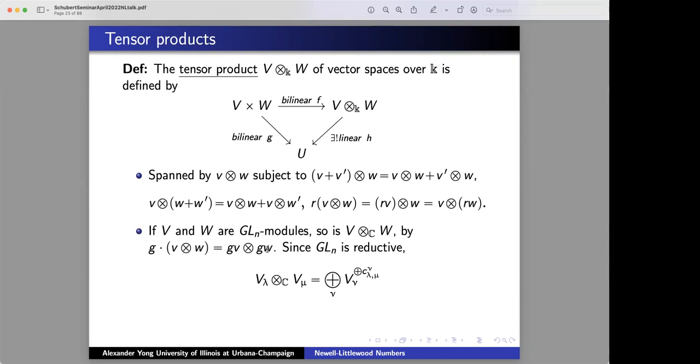And since GLN is reductive, which means that if you take a representation, you can decompose it into irreducibles, when I take the tensor product of two irreducible representations, two of Schur's irreducibles, I can write it as a direct sum of irreducibles with some multiplicity, denoted by C lambda mu nu.